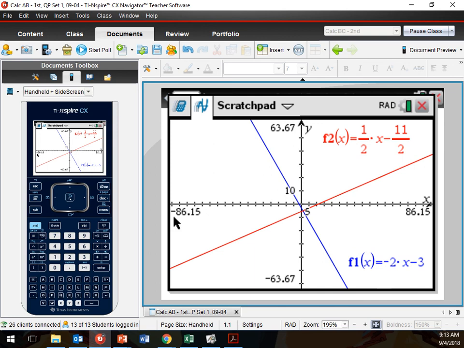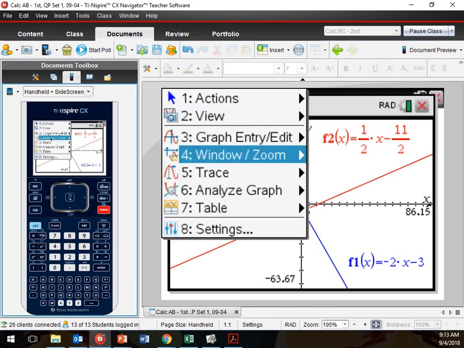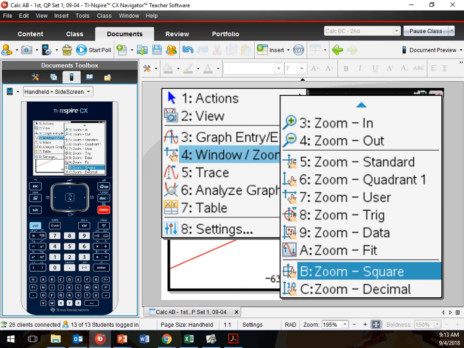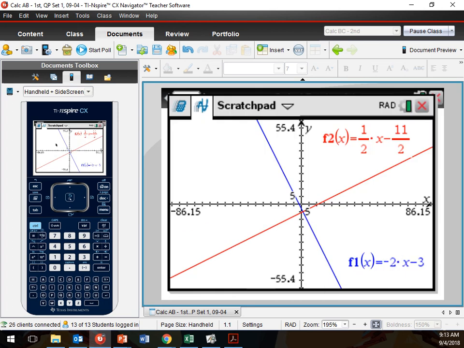Let me see if I can make the view a little better. Window zoom, square. There we go. So you can actually see that these two are perpendicular to each other, because it makes my graph not stretch left and right. Make sense? Good.